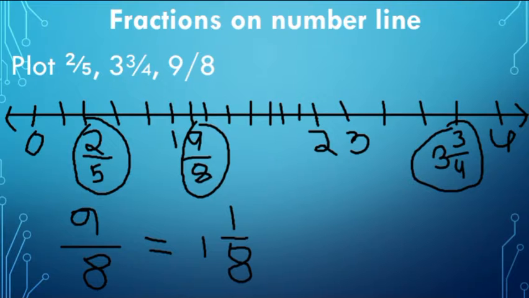So the easier method is to convert this improper fraction into a mixed fraction, the method that I have taught you in my previous video. You will convert that and you will get 1 1 by 8. Now you get to know that it lies between 1 and 2. So take the distance between 1 and 2 and divide the line into 8 equal parts, as the denominator is 8, and then count the first part like you have plotted in the mixed fraction.